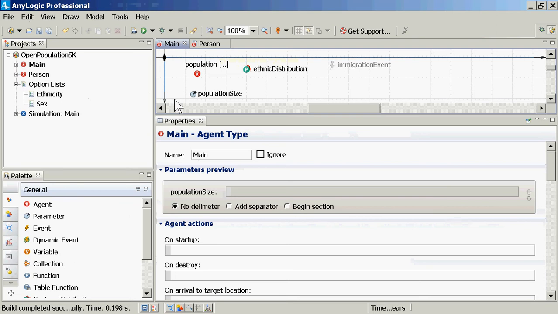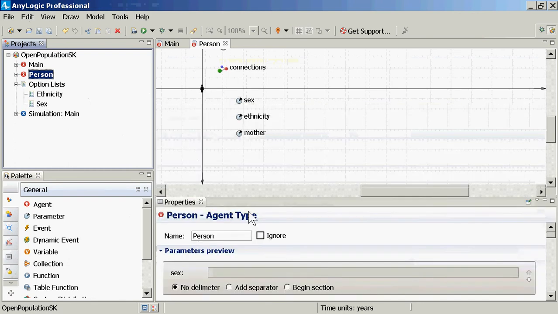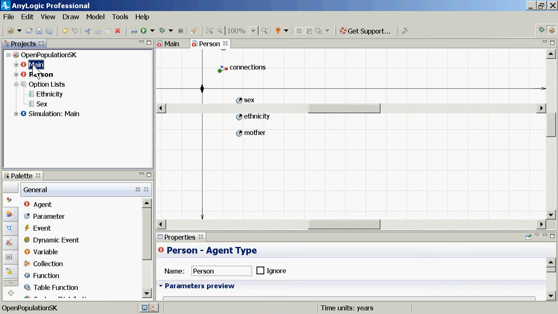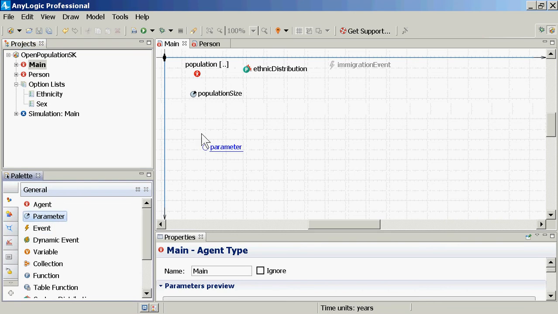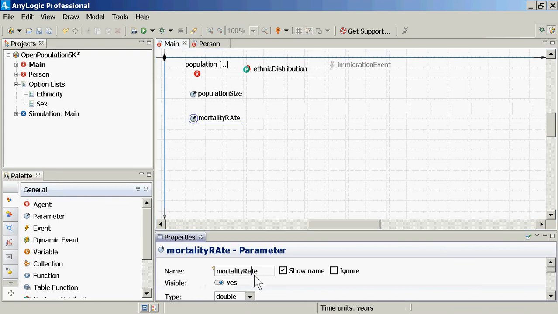We're going to go and add in a representation of birth. Okay? So we're going to go down here to person. Okay? And we're going to introduce, so in preparation for this, let's go to main first. We're going to add into main 2 parameters of significance. One is going to be a mortality rate, and one is going to be a birth rate.